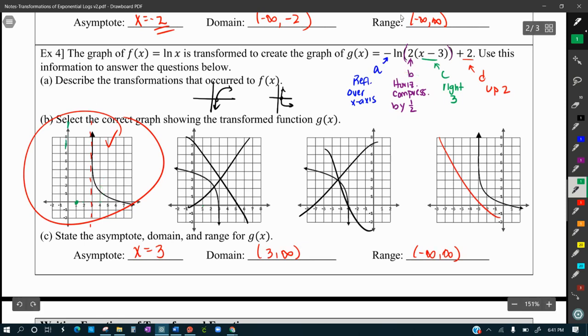So the asymptote should be here at x equals 0. Well, let's see. If I move the asymptote 1, 2, 3 to the right, just like I'm supposed to move everything else, we end up with the correct asymptote on this graph. This guy here was moved left, not right.